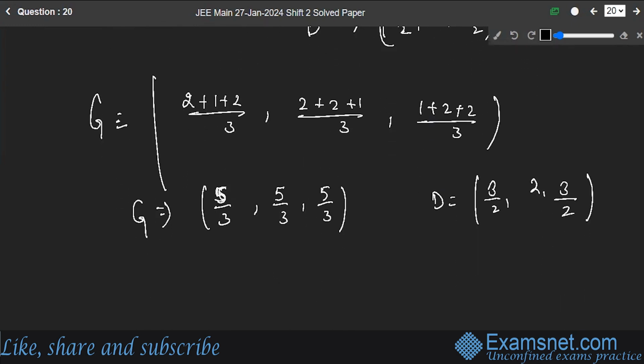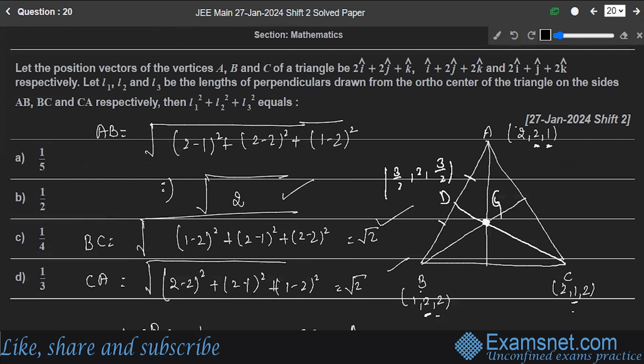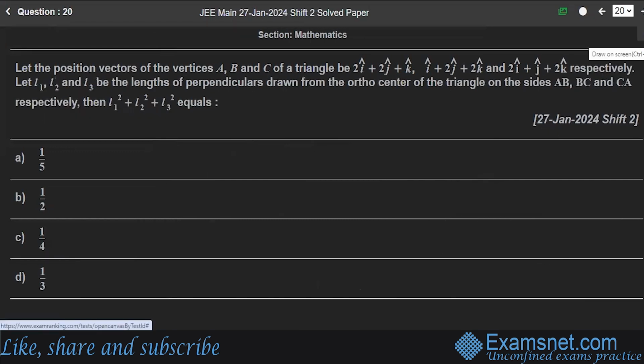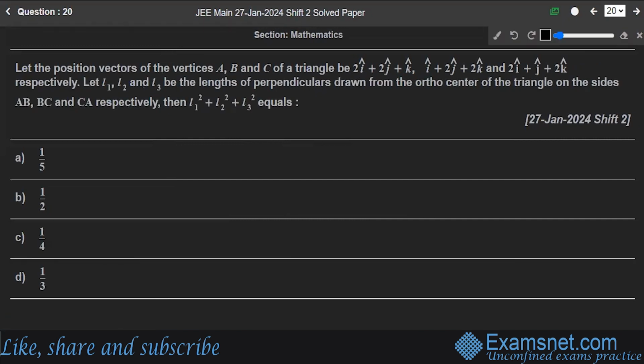Now, let's see what is in the question. L1, L2, L3 are the length of perpendiculars drawn from the orthocenter of the triangle on the sides. So on AB, it is L1. This is L2. And this is L3. BC is L2. And this is L3 for AC. Right. Now let's calculate. Sorry, I just erased everything. Please rewind the video because I have to solve the whole sum again. I'm recapturing the sum from here.